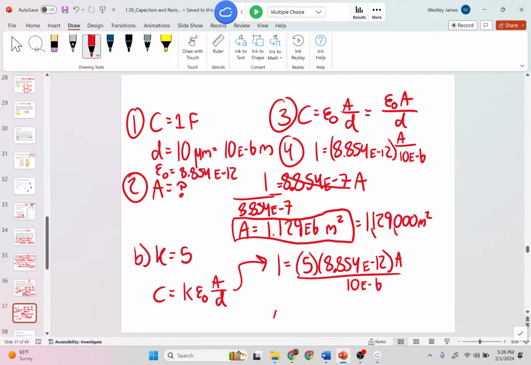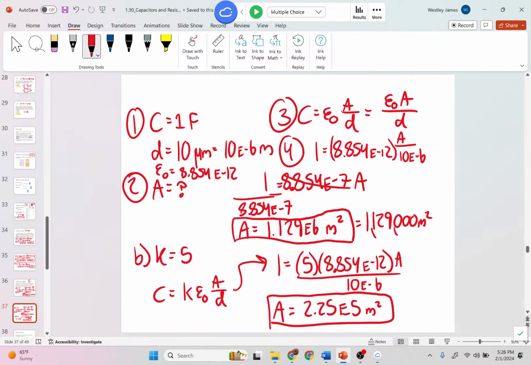Feel free to work through this. The area, if you do the math, is just 1/5 the area before. Because there's a 5, and everything else is the same, I'm just dividing by 5 now. So take your area from the last part, divide it by 5, and we get 2.25 e to the 5 meters squared. If I have a dielectric constant of 100, I need 1/100th the area. So that's the benefit of the dielectric constant. It makes it so we can make these things smaller.